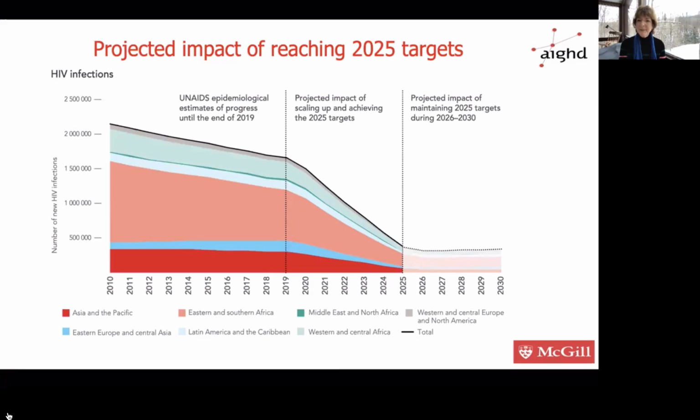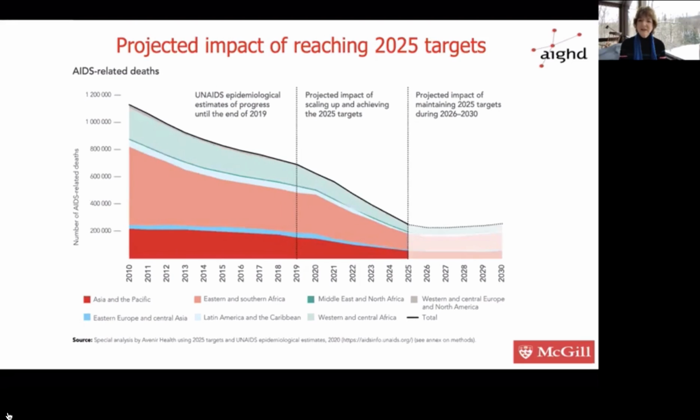So what would happen if we reach those 2025 targets? Here you see the projected impact on HIV infections, and you can see a great decline from 2019 down to 2025 if we reach those targets. The same kind of decline, perhaps a little less marked, for AIDS-related deaths, meeting those 2025 targets. And both of these graphs are by region, so you can see the impact by region.